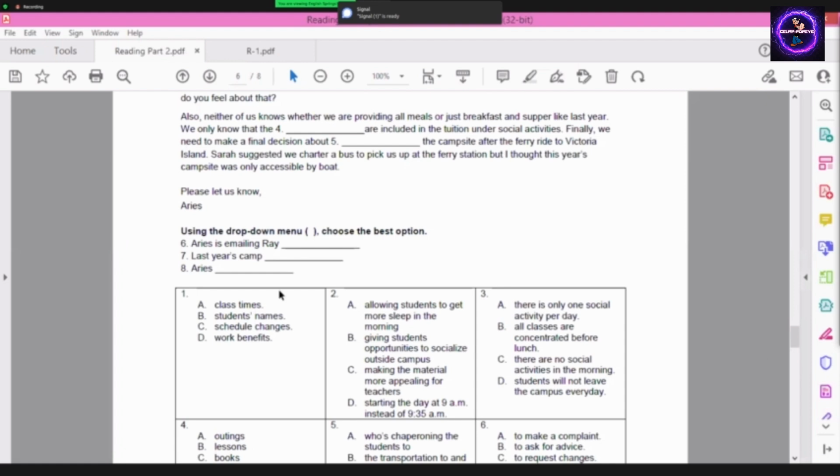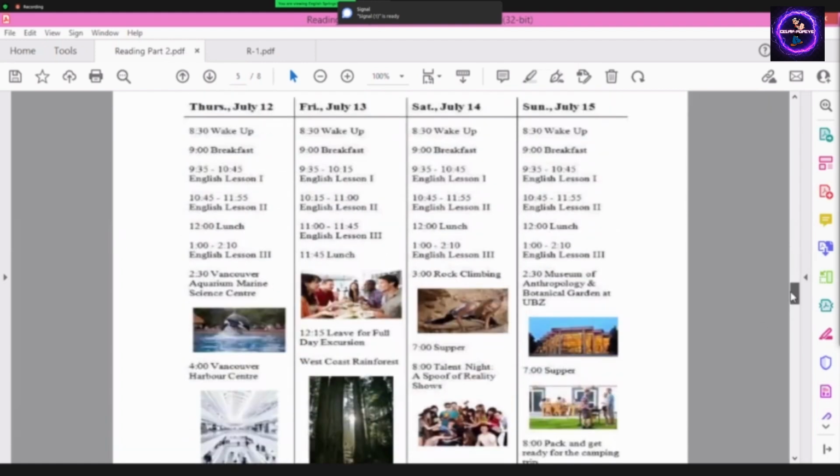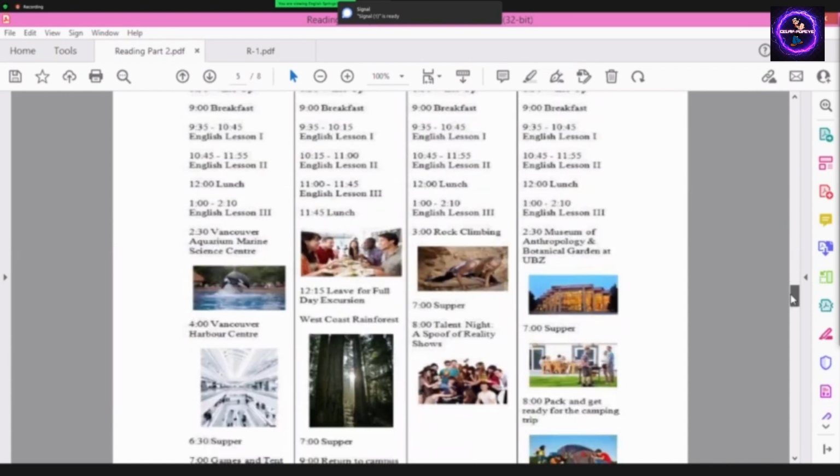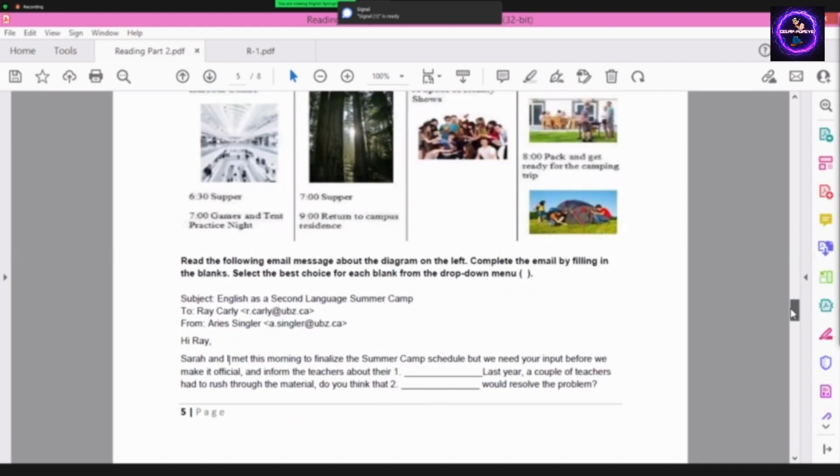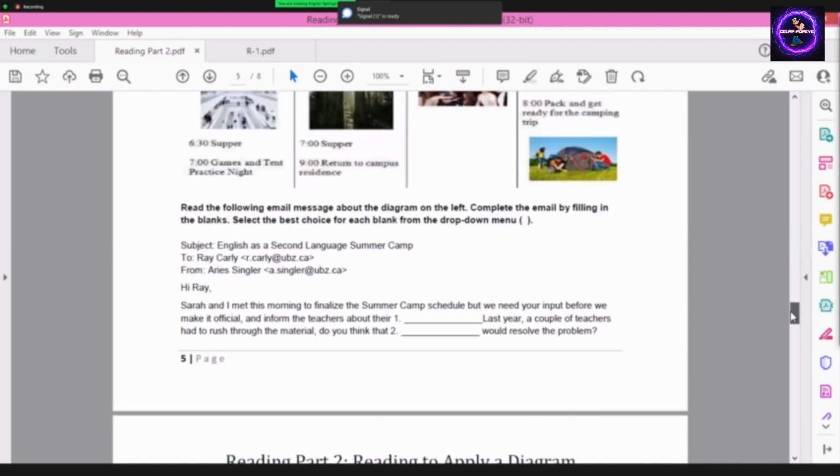It's not student names, because they're still deciding the schedule. I mean, they want to finalize the schedule and make it official. So everything is almost done. It's nothing about student names, because you get student names only after you finalize the schedule and then give this one, right?